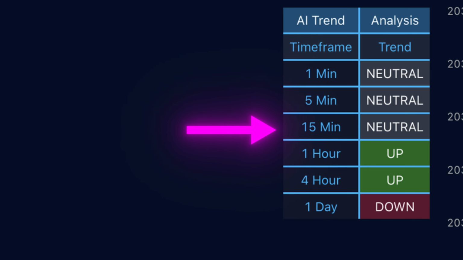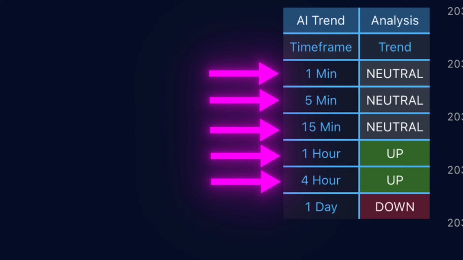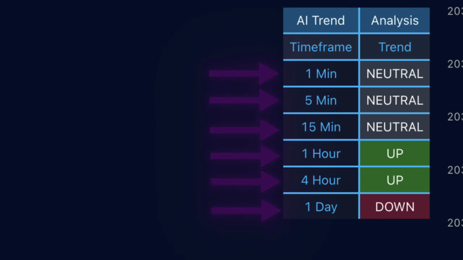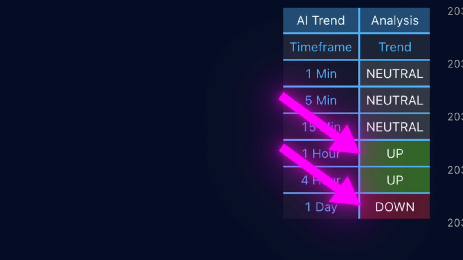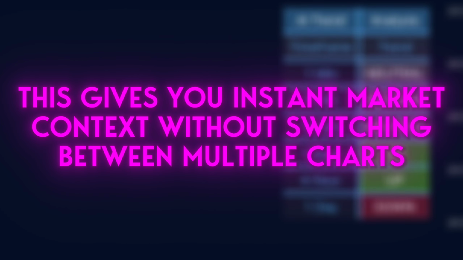In the top right corner, you'll see a panel displaying trend direction across 6 time frames: 1 minute, 5 minute, 15 minute, 1 hour, 4 hour, and daily. Each time frame shows up, neon green, down, neon red, or neutral, gray. This gives you instant market context without switching between multiple charts.